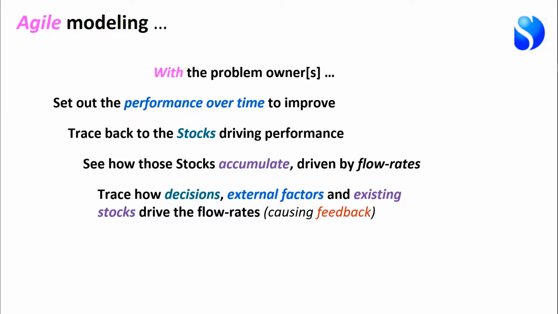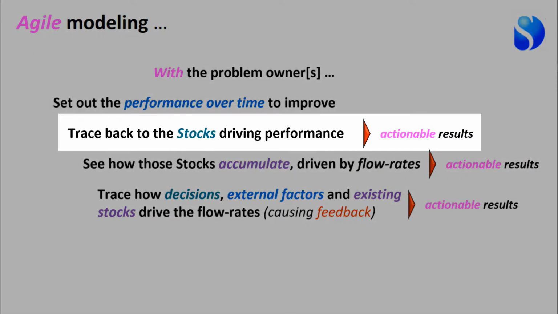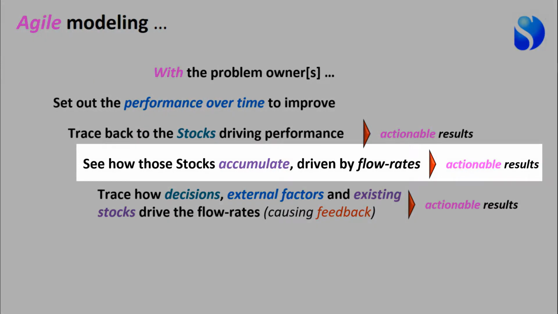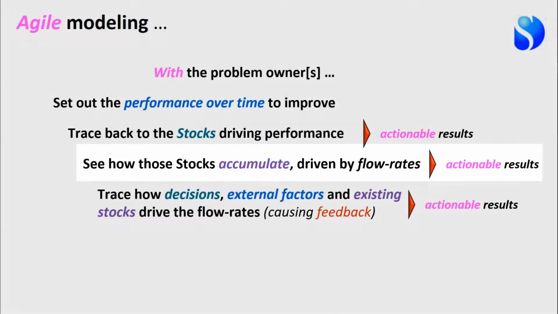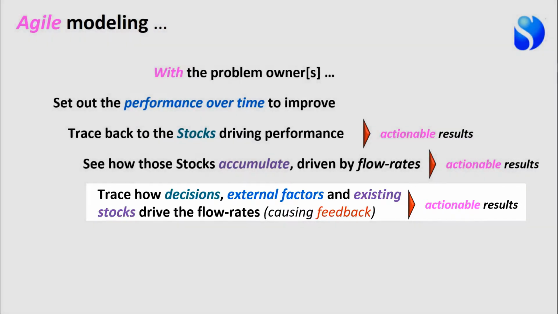The important thing about this process is that the user gets actionable results at every stage. In some cases, it can be a matter of minutes before you've discovered something important about the relationship between changes to a customer stock and what's actually happening to your sales performance. And then at the next stage, you get further actionable results. We've got problems with our sales, not because we're failing to win customers, but actually because we're losing customers at an increasing rate. Actionable results again, and then you get further actionable results when you see the relationships between these decisions, external factors and existing stocks. Now that gets you to a start point.